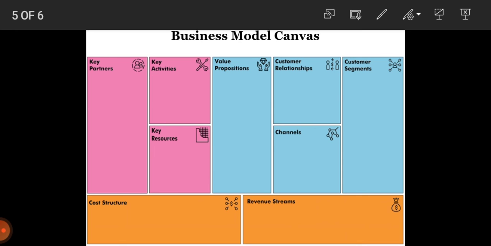Next we have key resources. The building block describing the most important assets needed to make a business model work. So for that the key resources are used. Next we have distribution channels. A distribution channel is a chain of businesses or intermediaries through which the final buyer purchases a good or service.